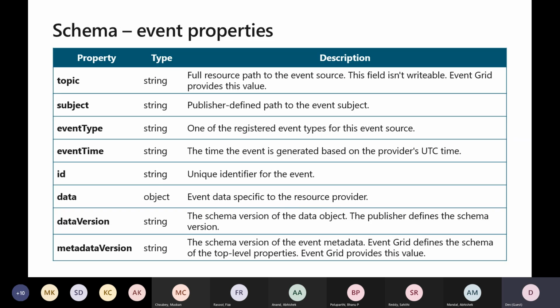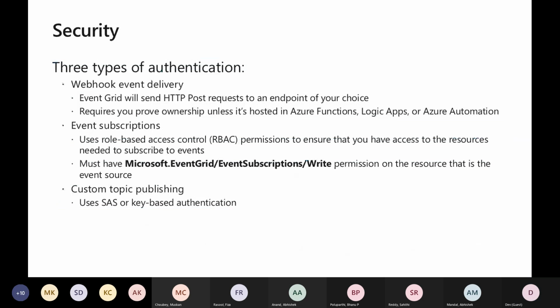Now these are the different schema fields. Topic, subject, event type, and event time are all strings. Data is object type, then we have data version and metadata version. So mostly strings, and then one which is data, which is object type. Now, what are the types of authentication we are using? There are three types of authentication we are dealing with.